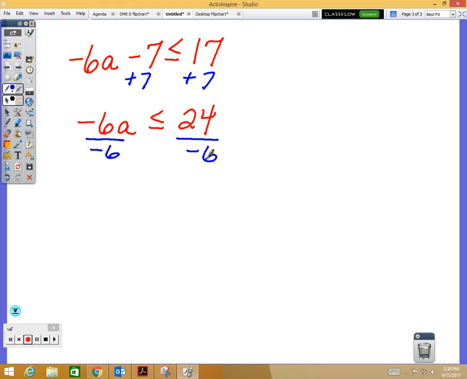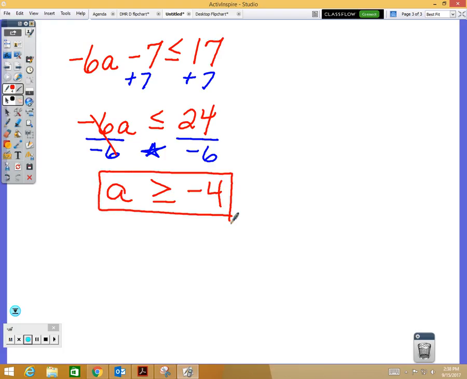So whenever you have this, something that I do on my paper, and this is kind of a reminder to myself, is, hey, you're dividing by a negative right now. Because you're dividing by a negative, you need to reverse the sign. So instead of less than or equal to, it's going to become greater than or equal to. Everything else is just the same as normal.